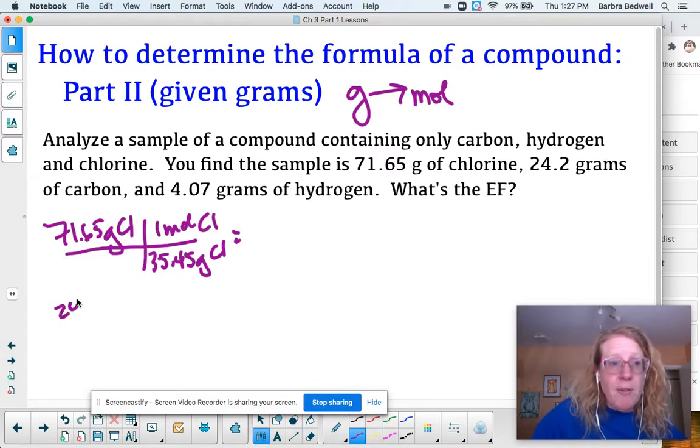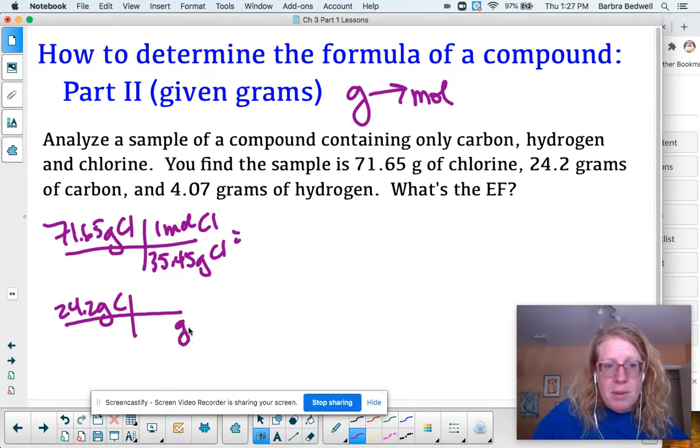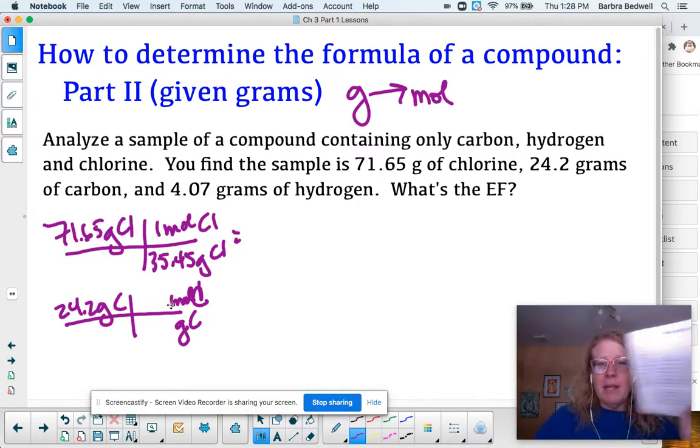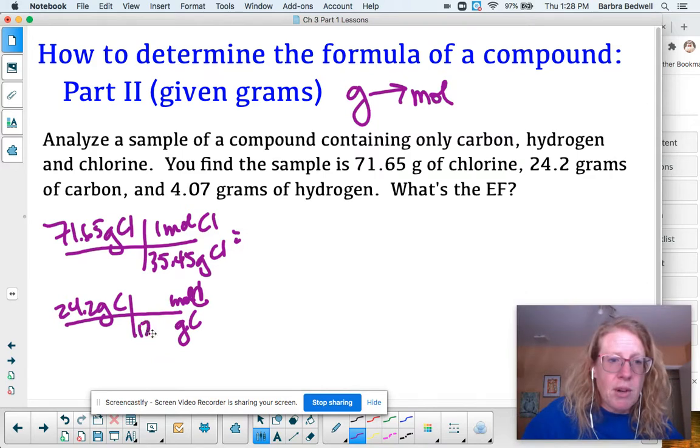Carbon, 24.2 grams of carbon. I'm going to do the same thing. Molar mass, grams goes down here, moles goes up here. That's a C, sorry. And then again, I'm finding my molar mass on my periodic table. For carbon, it is 12.01. This is how I convert these to moles.